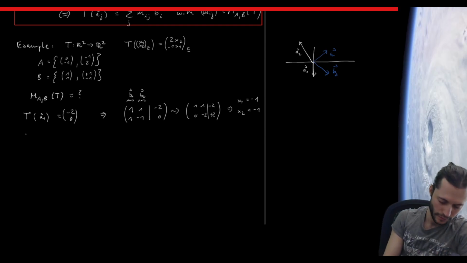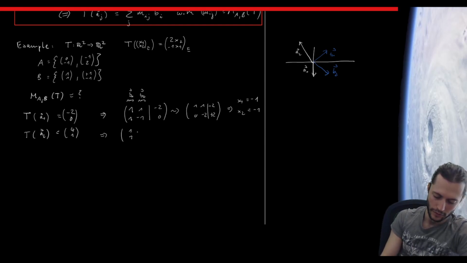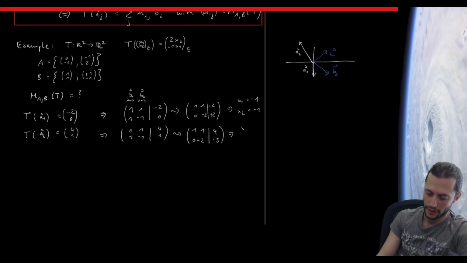Very nice. Then we do the same thing for the second basis vector, which is 4, 1. So this is really just doing the same thing again. That's why I'm speeding up a little bit. And you can take your time if you want to. Always suggested, of course. And then I get x1 equaling this, x2 equaling this.